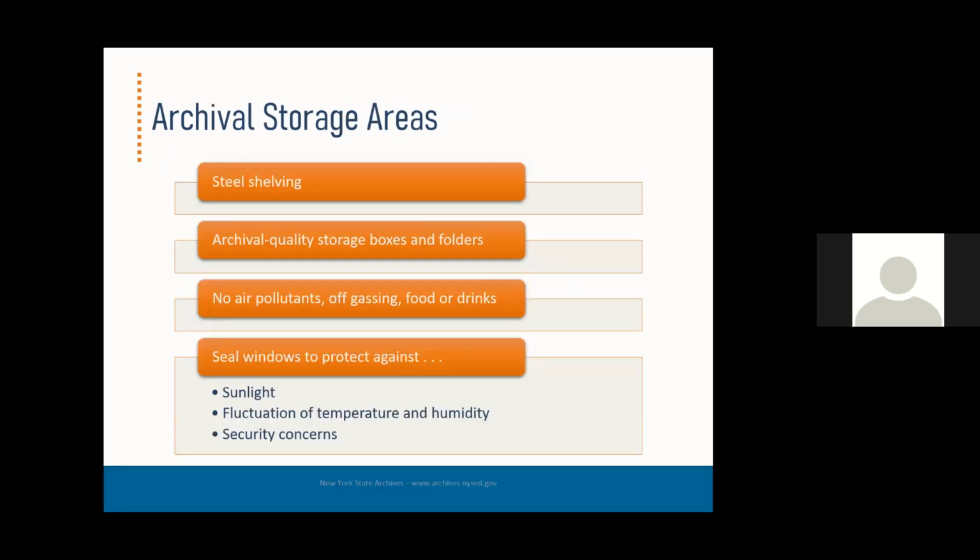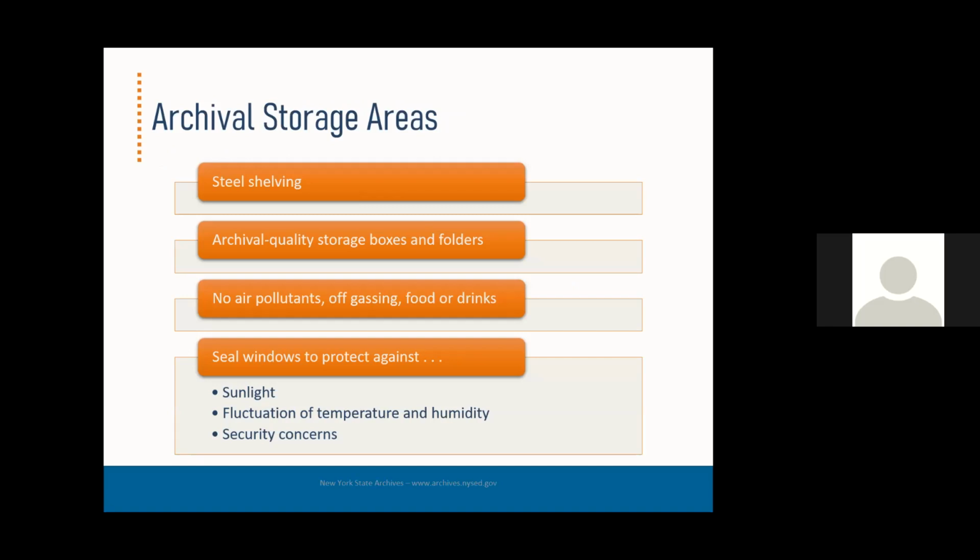Okay, so what about these archival storage areas? Now, there are things that you want to have, some equipment. Once you have a great environment, you need some other things, right? You need steel shelving. We're talking about 18 gauge or lower for steel. And wood doesn't cut it. It can't take the weight, and it will off-gas, meaning that it's going to let off some gas that can help the records deteriorate.